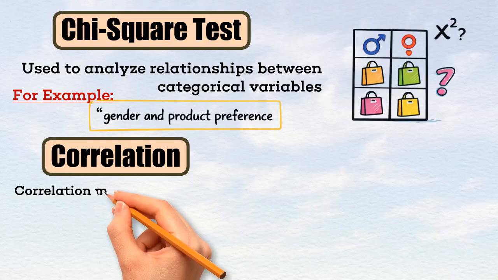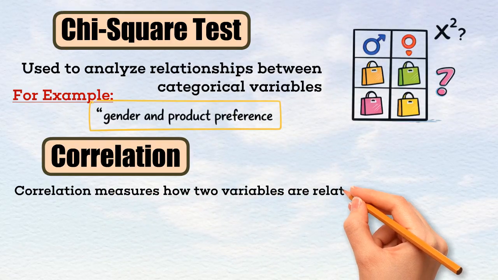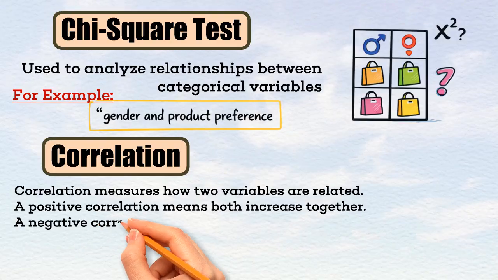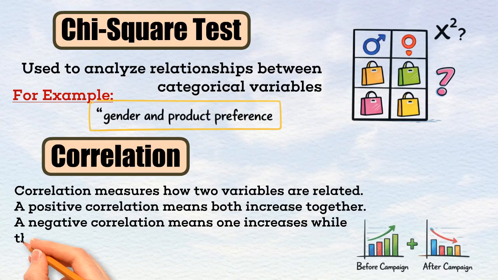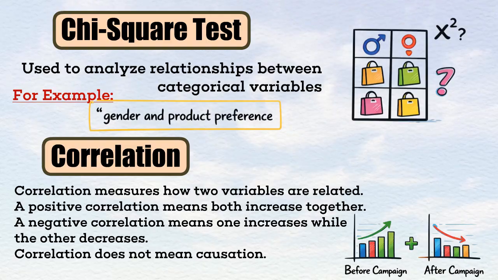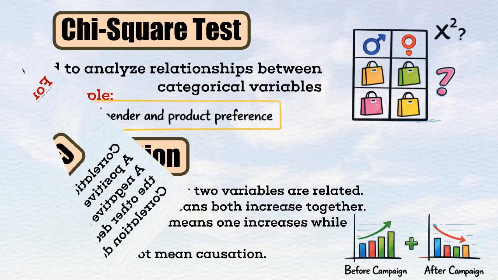Correlation. Correlation measures how two variables are related. A positive correlation means both increase together. A negative correlation means one increases while the other decreases. Correlation does not mean causation. This is very important to remember, right?